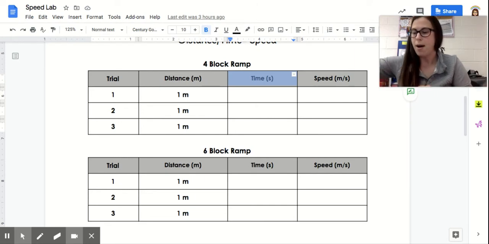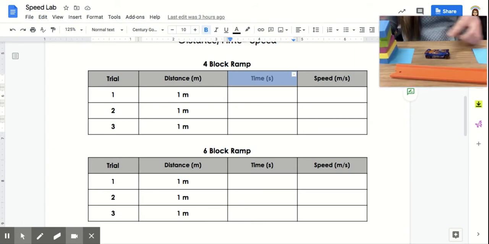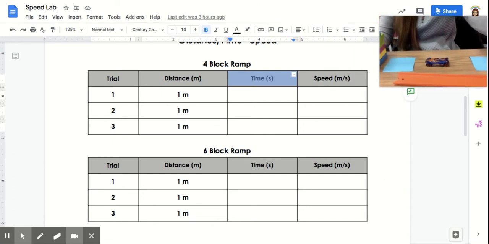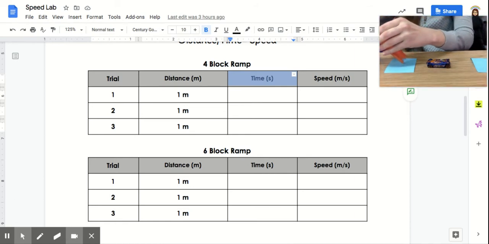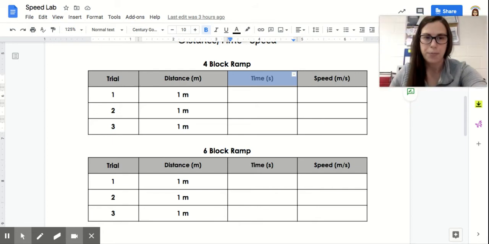When you go to set up your ramp, it's really important that you have your tape on the ground. You have your tape on the ground. It's really important that your ramp is on the tape, and that's where it starts. This whole area in between the two pieces of tape, this is where your car is going to travel. This is where you're going to get the time, okay? You start the time when it's on the ground, and then you stop it when it crosses the finish line. That's the time you're going to write down.